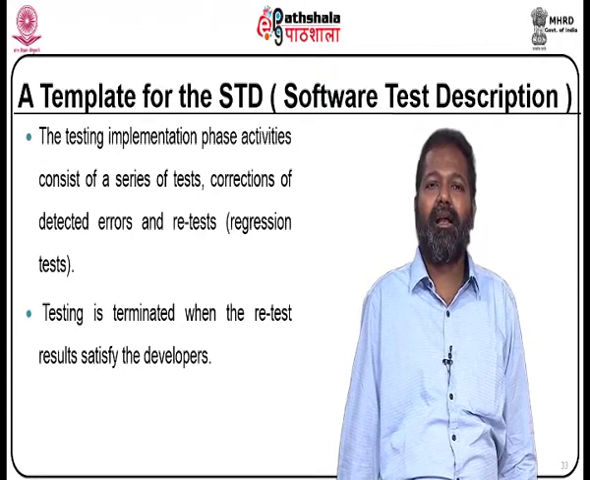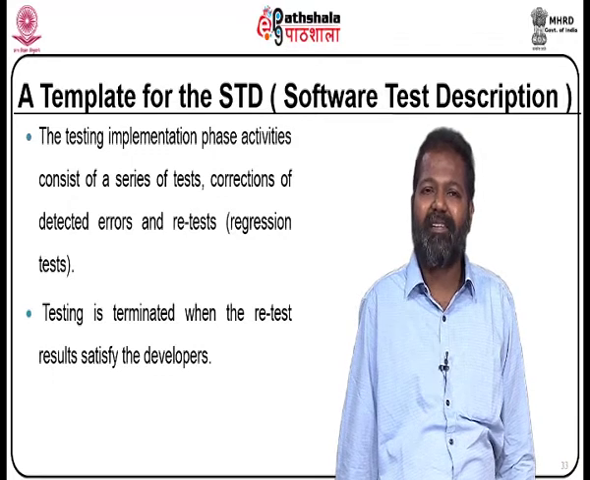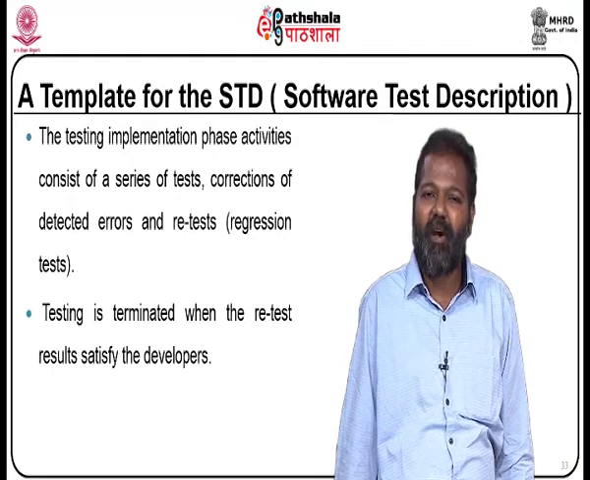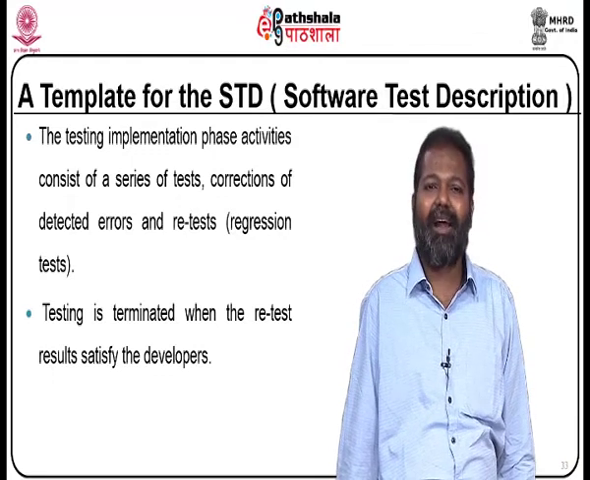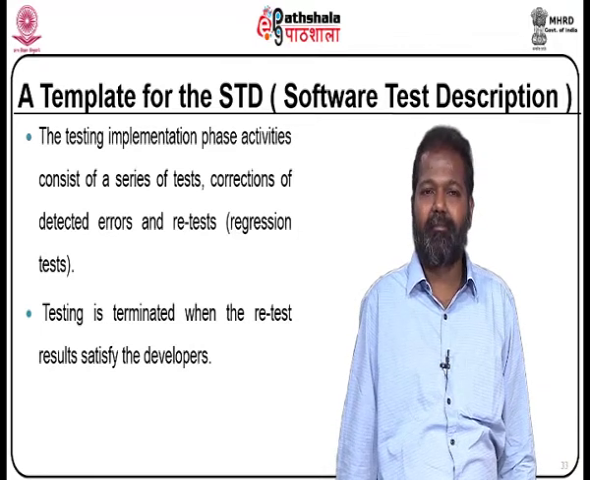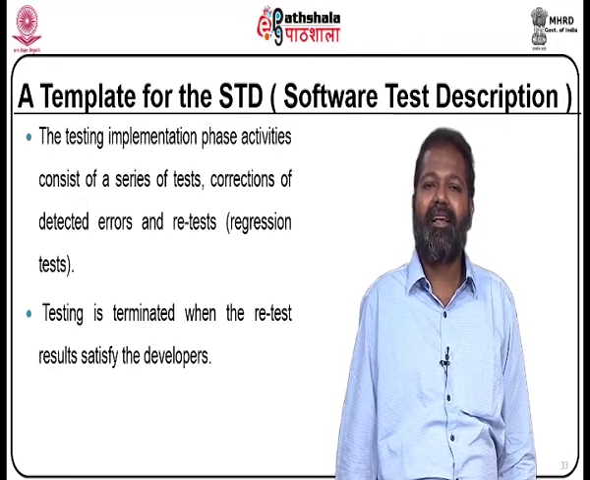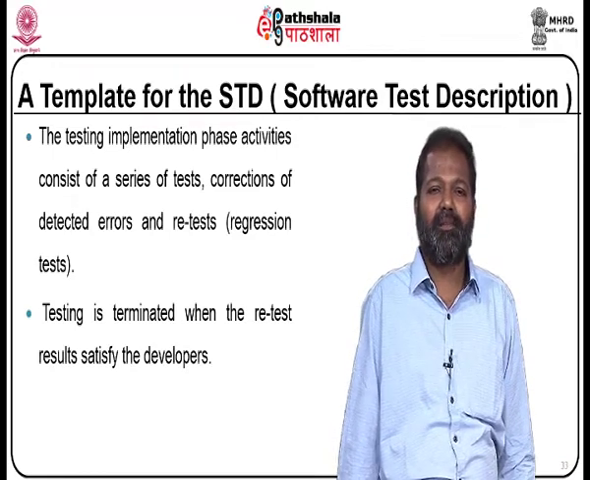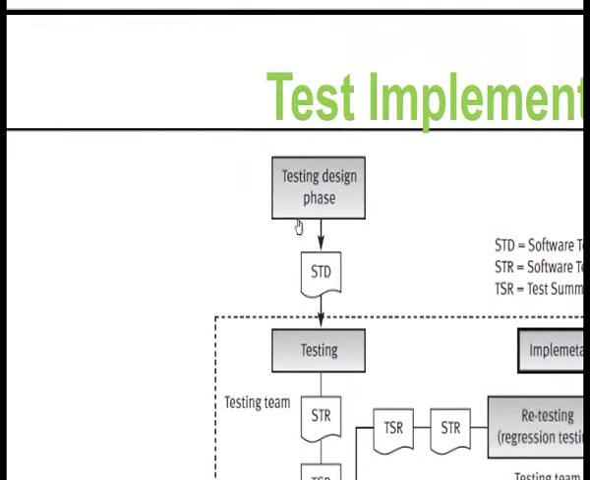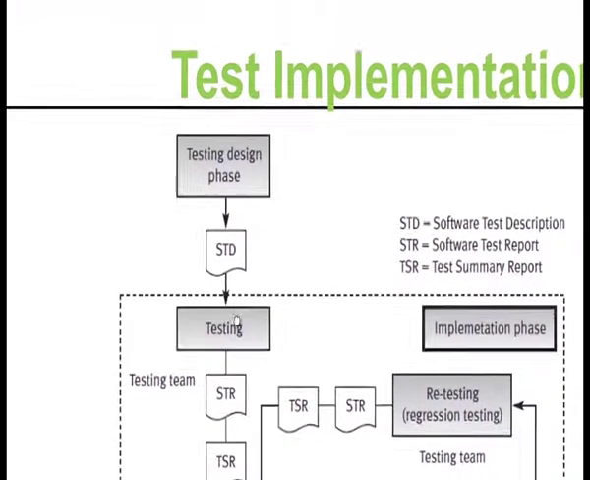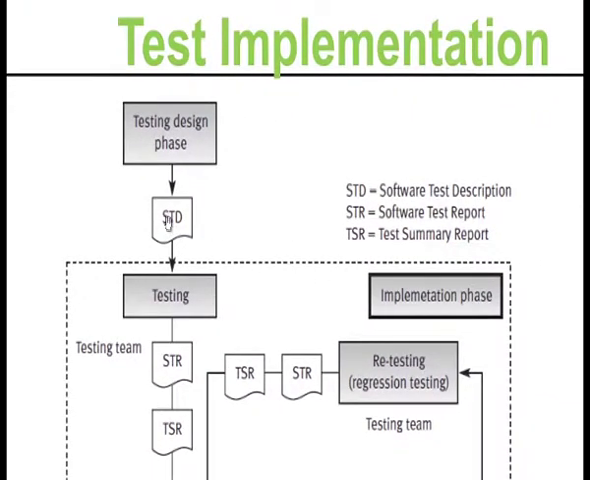The testing implementation phase activities consist of a series of tests, correction of detected errors and retest. Testing is terminated when the retest results satisfy the developers. Test design phase, software test description, testing, software test report.